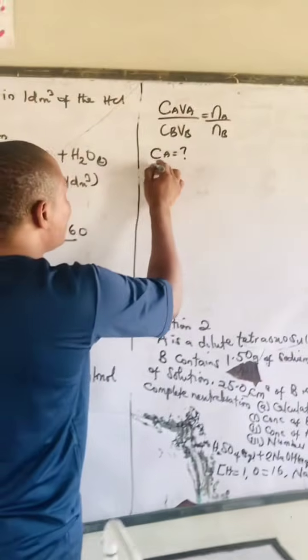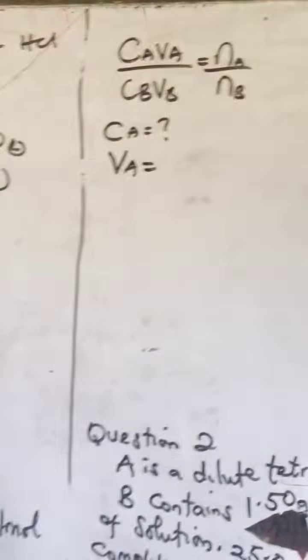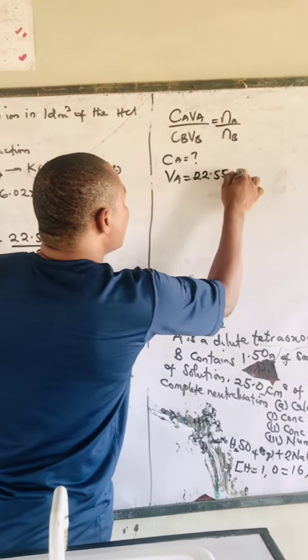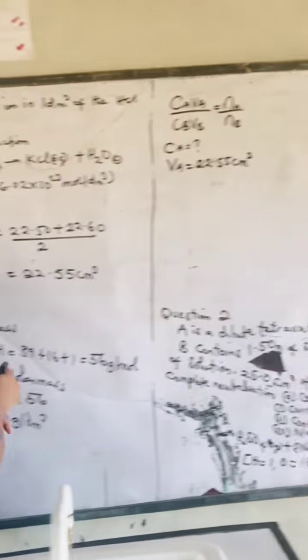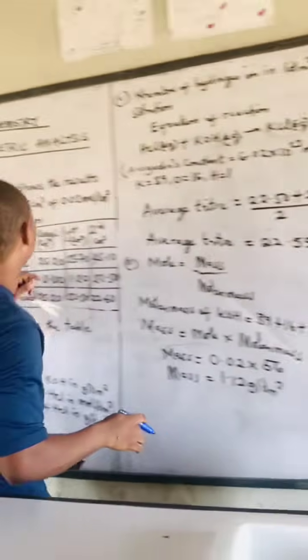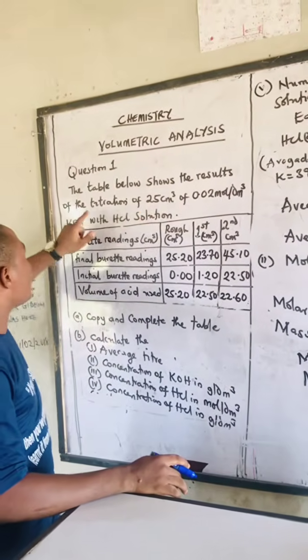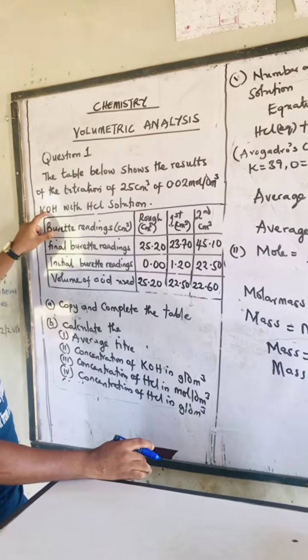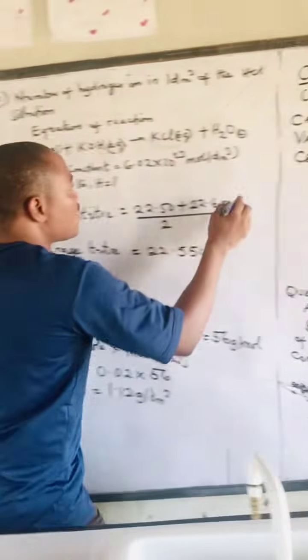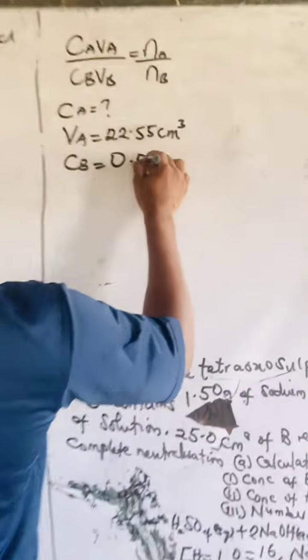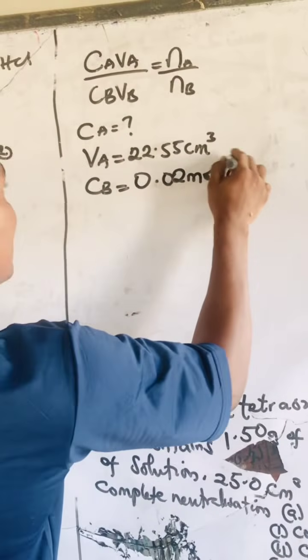And the volume of acid used, according to our table, is 22.55 centimeter cube. Okay? The concentration of our base, look at the question, we have that already. The table below shows the result of 25 centimeter cube of this KOH. So KOH is the base. So this is the concentration of our base to be 0.02 mole per dm cube. Are you following?